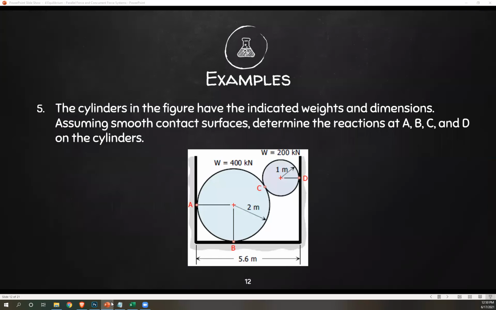The cylinders in the figure have the indicated weights and dimensions. Assuming smooth contact surfaces, determine the reactions at A, B, C, and D on the cylinders. So you have two cylinders, a blue one and a purple one. And then we want to know reactions at A, B, C, and D. Because all of them are surfaces in contact, meaning all of them have normal reactions or normal forces as their reaction.